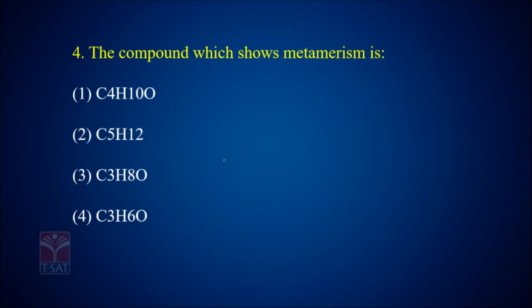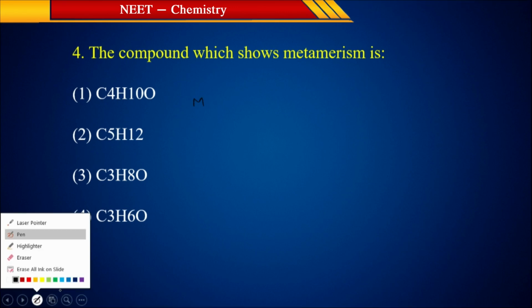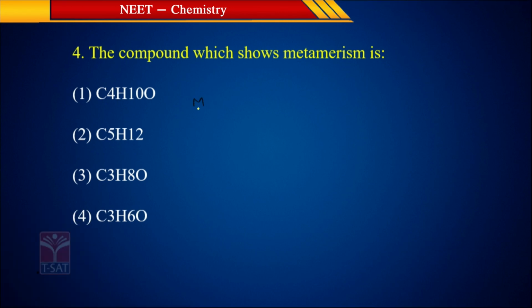And next, coming to question number 4, the compound which shows metamerism. Generally, metamerism is shown by what kind of compounds? Compounds having bifunctional groups or polyfunctional groups or polyvalent functional groups. This is an organic chemistry question, generally from GOC, that too from isomerism.